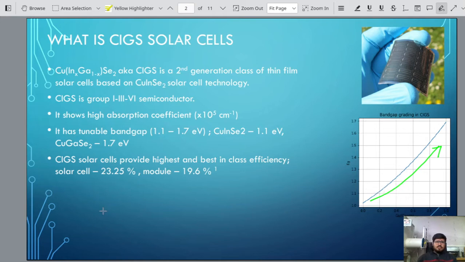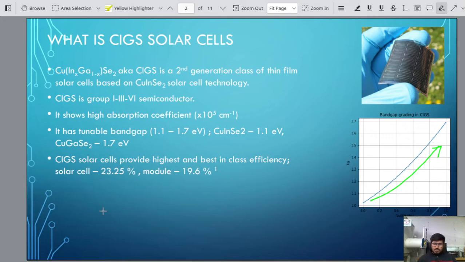CIGS solar cells provide the highest, best in class efficiency relative to available thin film solar cell technologies such as CdTe and CZTS solar cells. For lab scale CIGS solar cells, the highest efficiency, achieved by the Solar Frontier group, is 23.35%, and the module efficiency achieved by the same group is 19.6%, which is comparable to the traditional silicon solar cell, and which can replace the traditional silicon solar cell if there is more research in the field of CIGS solar cells.